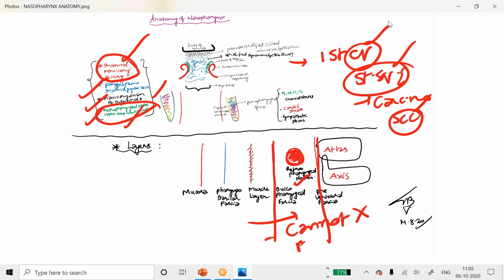Cannot be palpable. This is one point. And the second thing is the retropharyngeal lymph nodes. They cause something called neck rigidity. If these are involved, these are the clinical points which you should know.